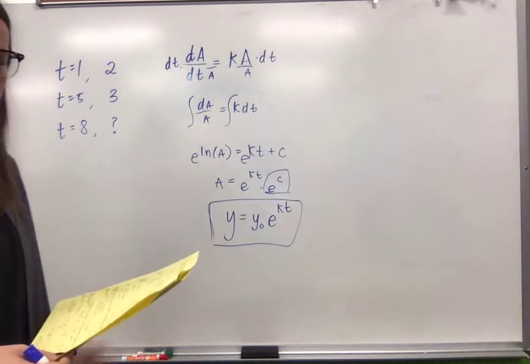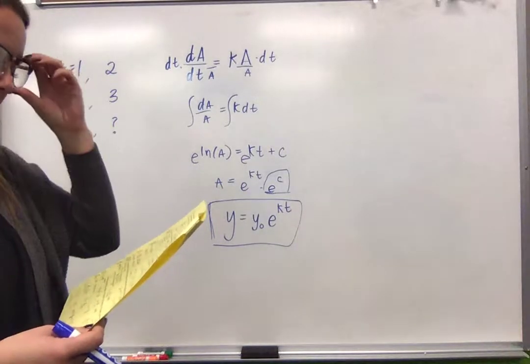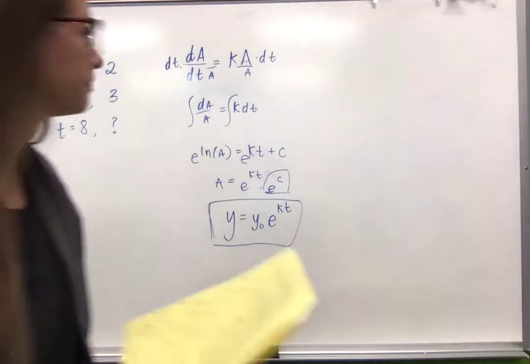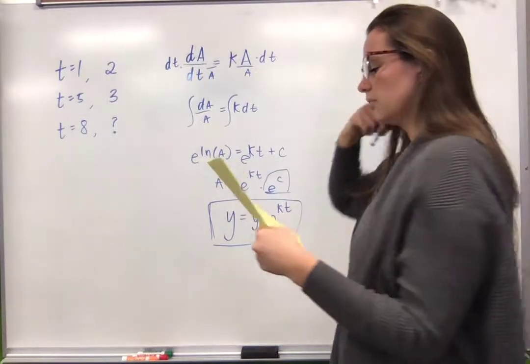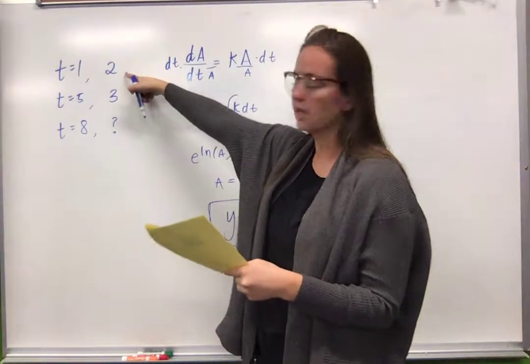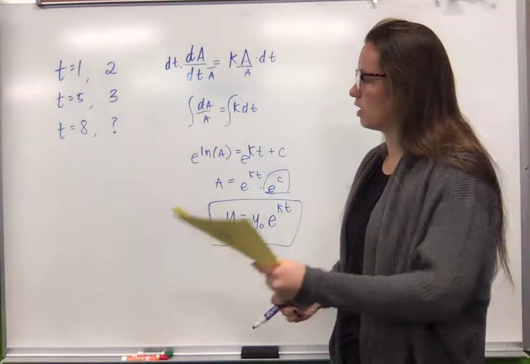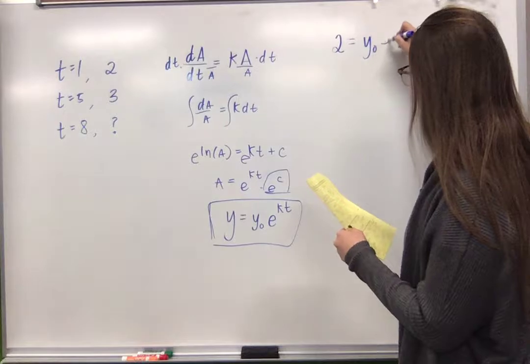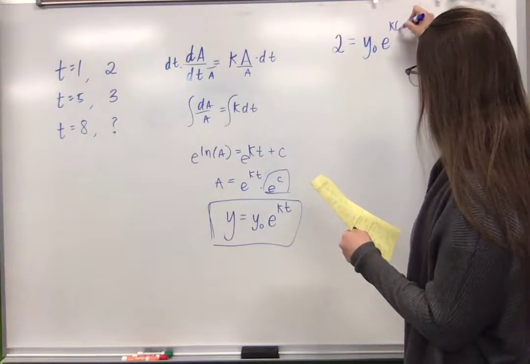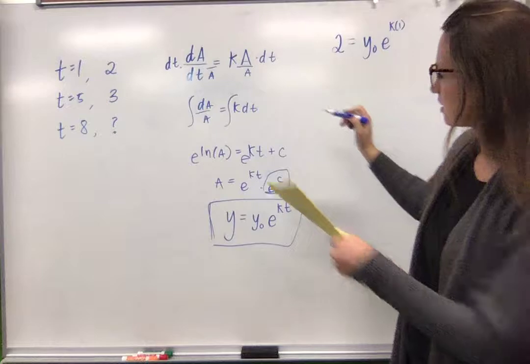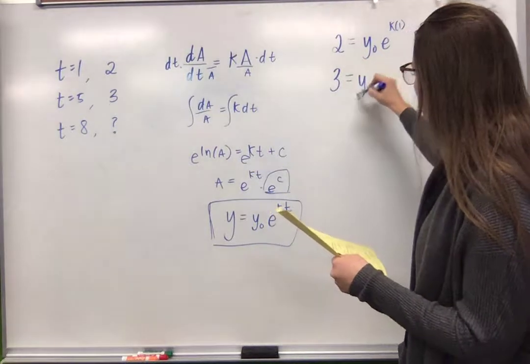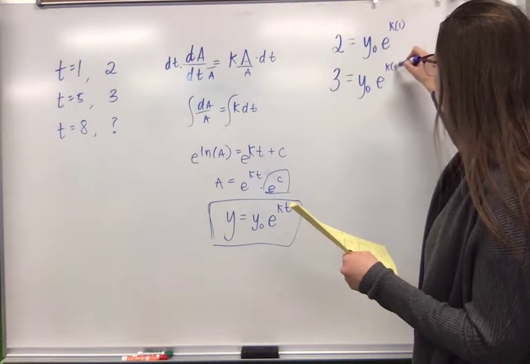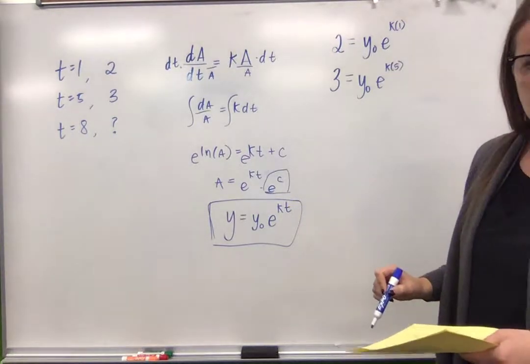So they give us a lot of information, which is fabulous, but we're going to have to do a little bit of solving and math. All right, let's do it. So we're going to start with this first thing that they gave us right here. It told us when t equals 1, my answer was 2. So my answer is 2 when t is 1, and we don't know what k is yet. And then it told us my acreage is 3 when t is 5. So k times 5.